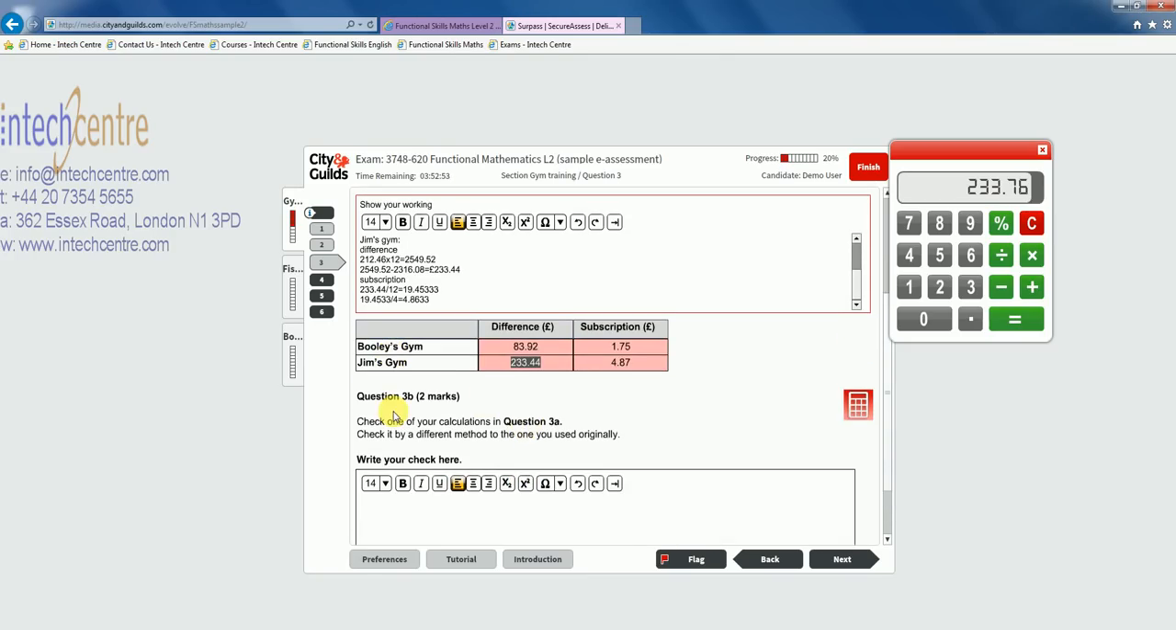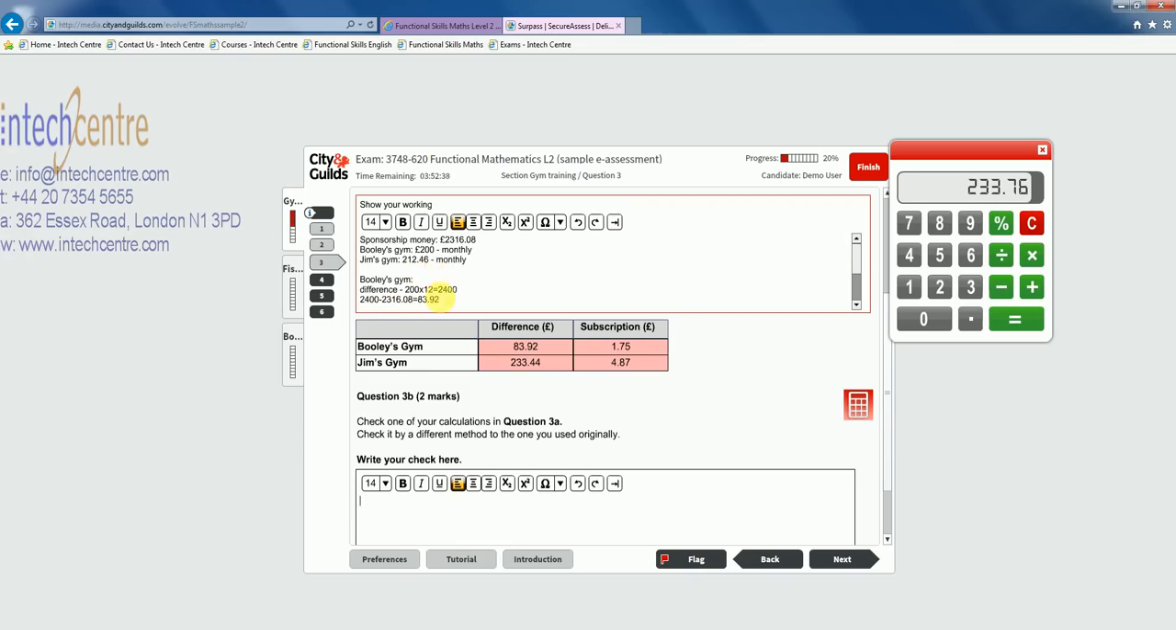So you would just go the opposite way. So if you added something, you would subtract. If you multiply something, you would divide, and vice versa. So always just go for the easiest option. So maybe just do the first one.